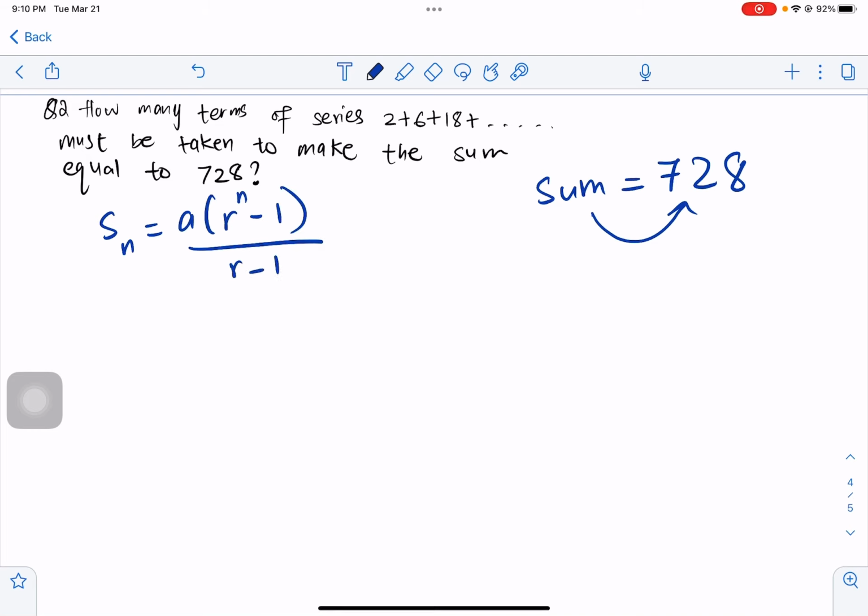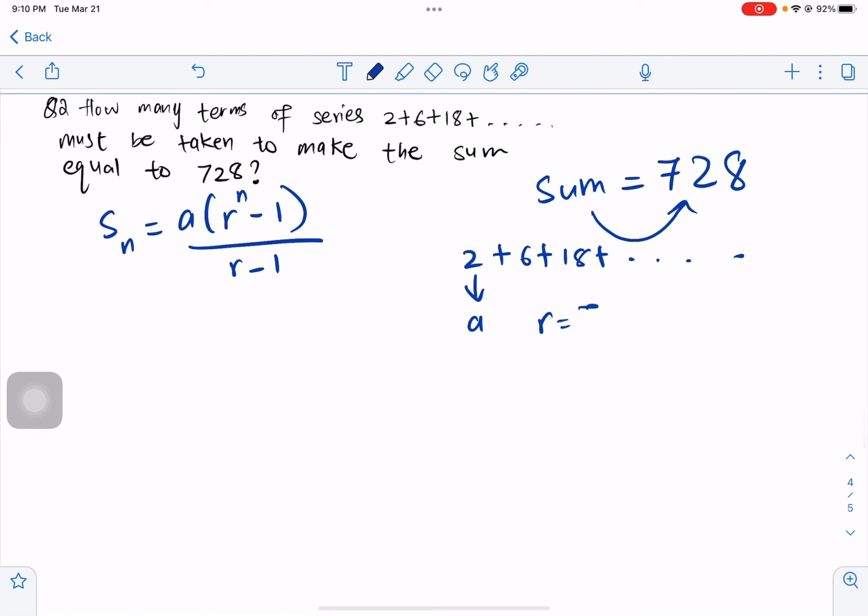So if you look at the series here, 2 plus 6 plus 18 plus dot dot dot, your first term a equals 2, and to find your r, it's t2 over t1. So term 2 is 6, term 1 is 2, so 6 over 2 is 3. Which means you have your ratio r equals 3.